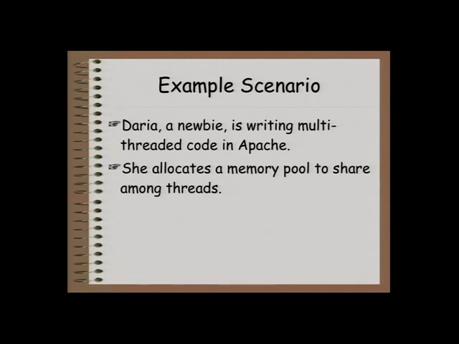She's interested in allocating a shared memory pool to share between threads. So she allocates this memory pool. Then she forks a thread and runs some code in the thread. And when she finishes the thread, she calls this method, APR thread exit, to exit the thread.